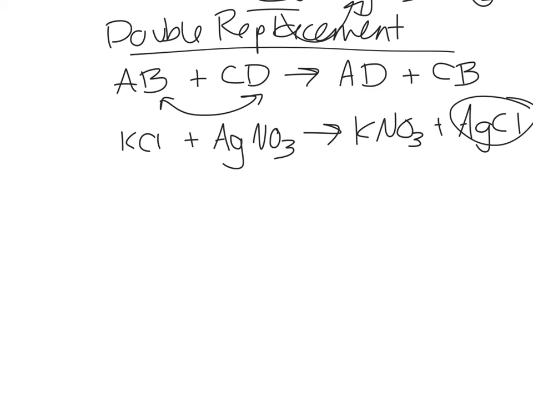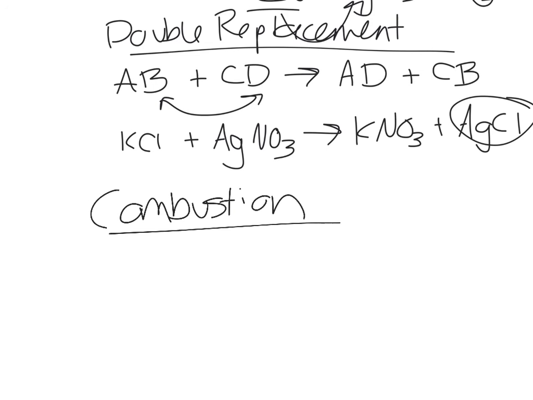The last one that we need to talk about is combustion. Combustion is a very specific type of reaction. You're going to start with something with carbon and hydrogen. It could have oxygen, but it's got to have at least carbon and hydrogen. And you're going to burn it in oxygen, and it's going to form carbon dioxide and water.